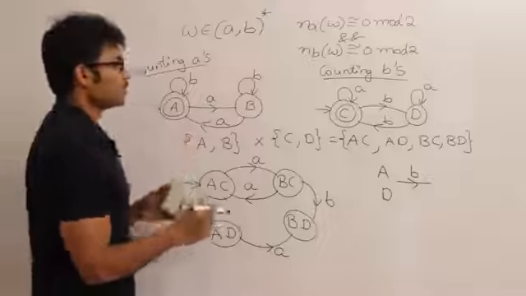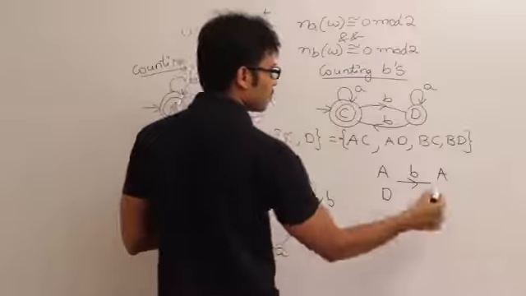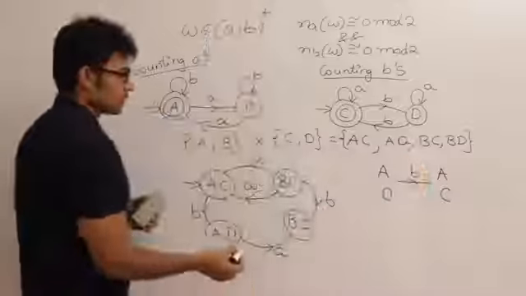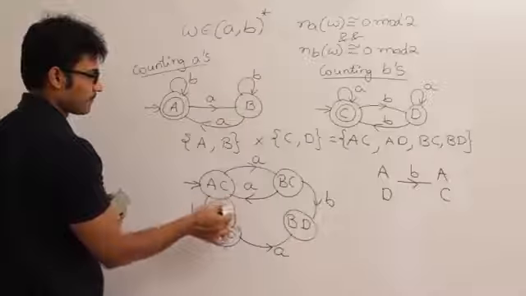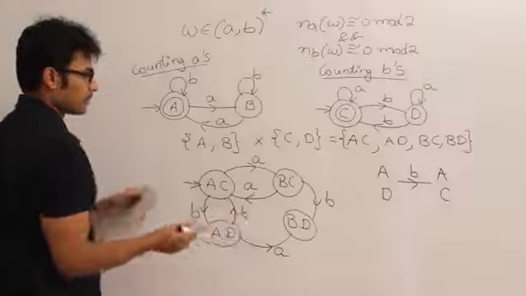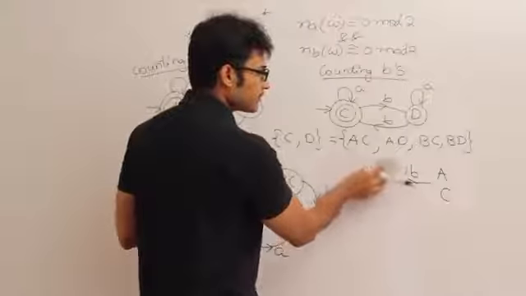A on B is going to A, and D on B is going to C. So AD on B is going to AC. Fine. So AC, BC, AD are done. Now let's talk about BD.